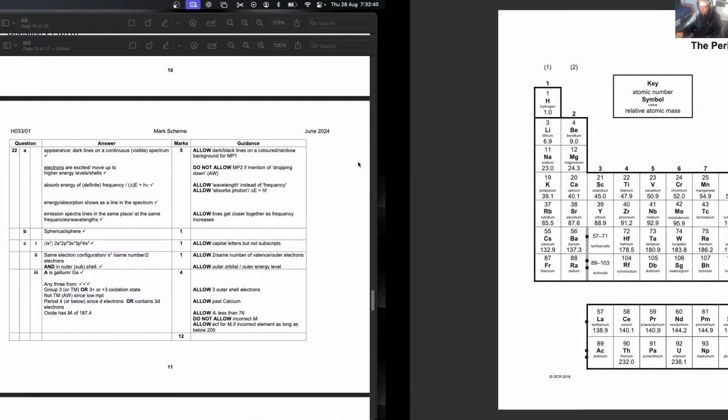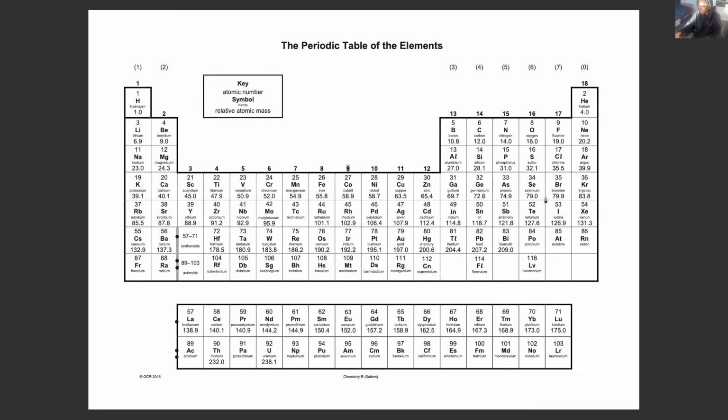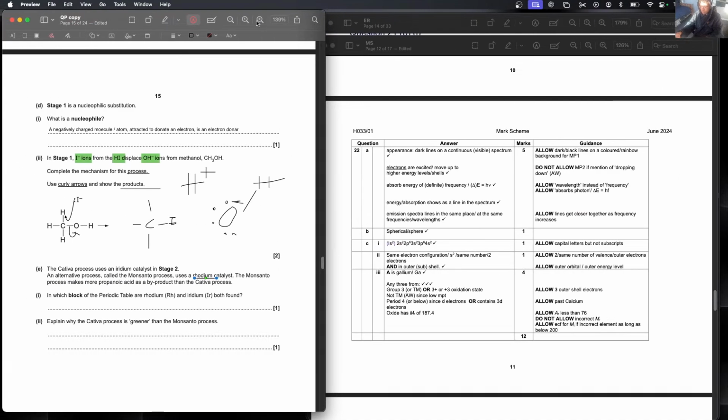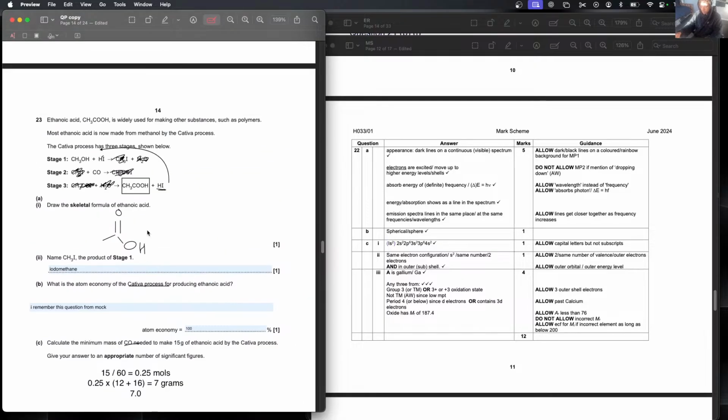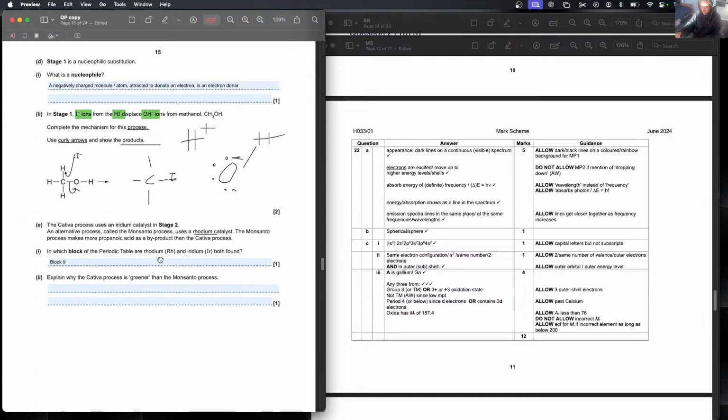Rhodium and iridium. Why does it say more propanoic acid? This one doesn't make any propanoic acid.